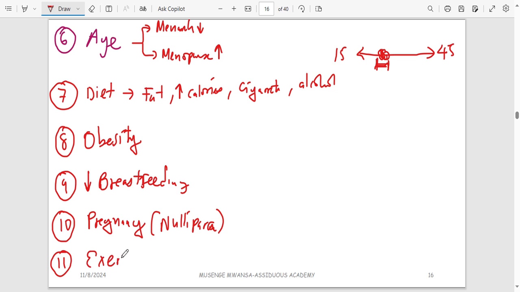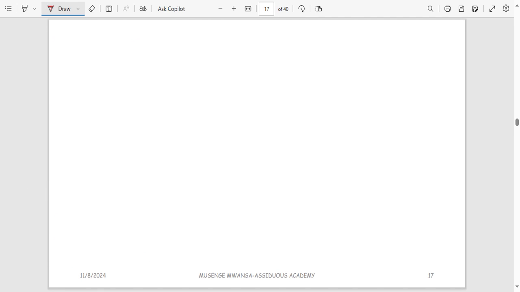Exercise. Those who exercise have a reduced risk of getting cancer than those who don't exercise. And then number 12, we can talk about breast density.